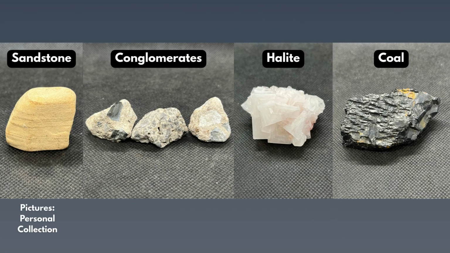So here we have sandstone and conglomerates representing clastic sedimentary rocks, halite representing chemical sedimentary rocks, and anthracite coal representing organic sedimentary rocks. An interesting thing about anthracite coal, there's different types of coal, so there's also bituminous and lignite, both of which are a bit less compacted than anthracite, which makes them a bit less stable. Anthracite coal is more stable and it burns longer because of the fact that it's been compacting for longer. It's from a deeper layer.